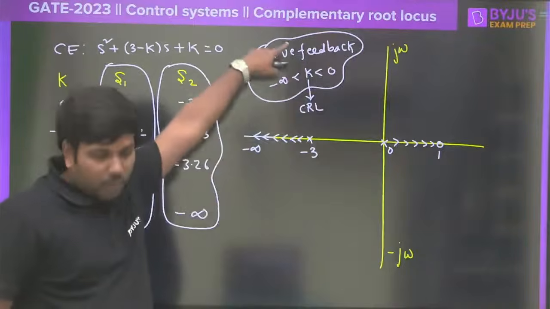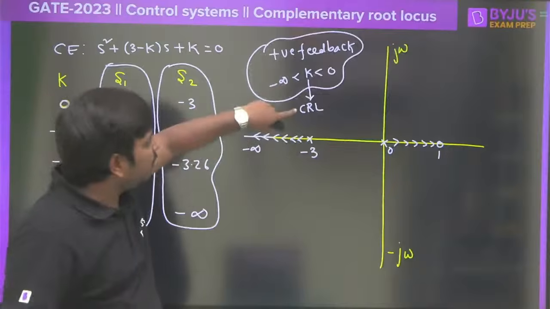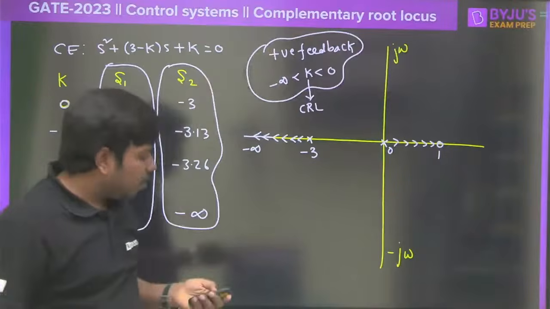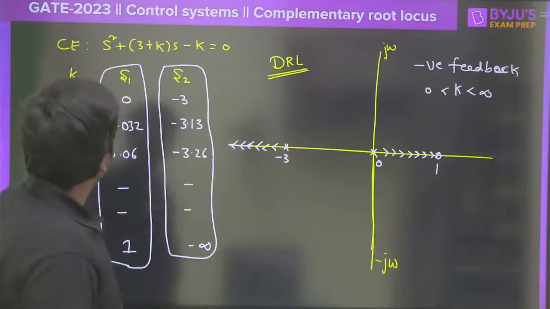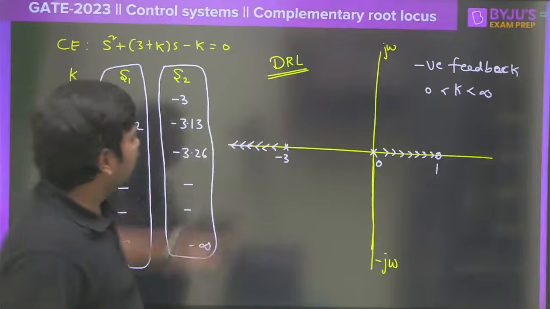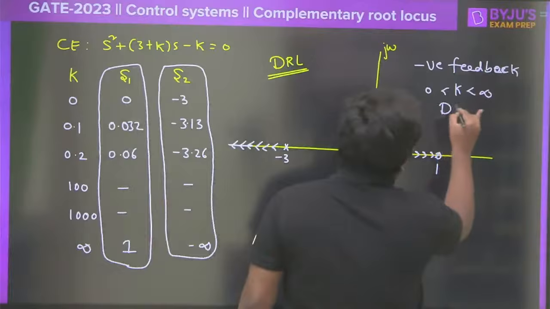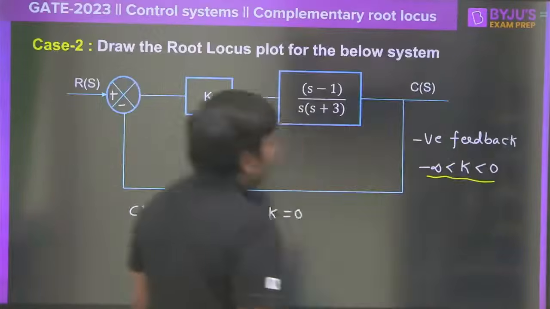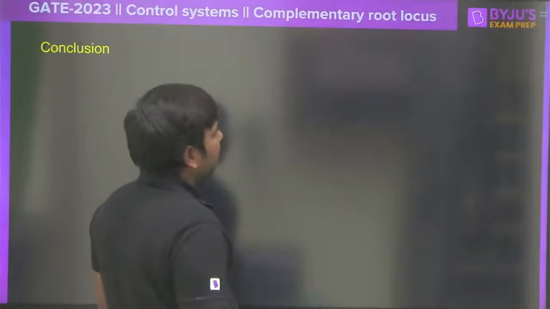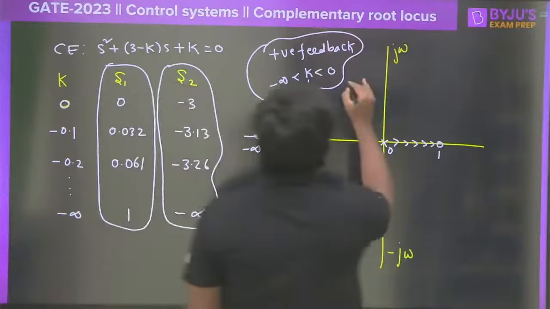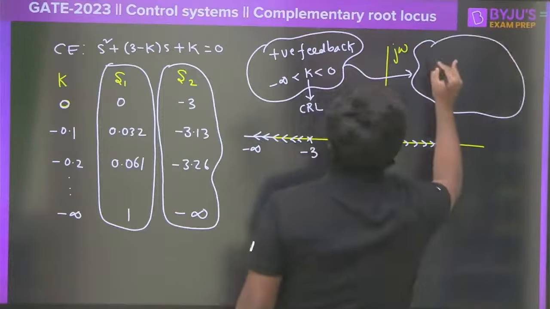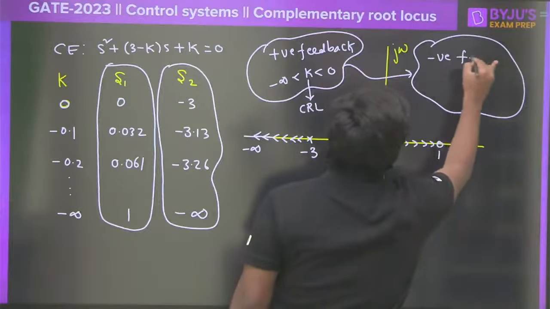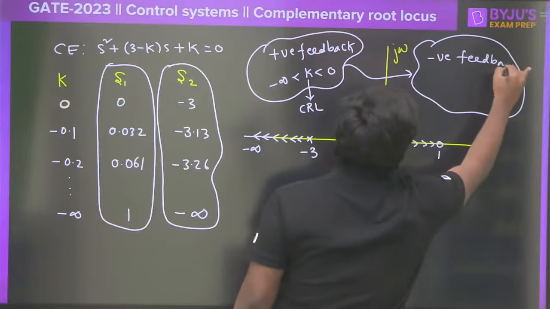Complementary root locus of positive feedback, correct? But what actually is the complementary root locus of positive feedback? Go back and see how you saw it in the first case. It is exactly this one. So here we have drawn the direct root locus of negative feedback, which is actually nothing but the complementary root locus of the positive feedback. So this is the same as what we have studied, that is, negative feedback.